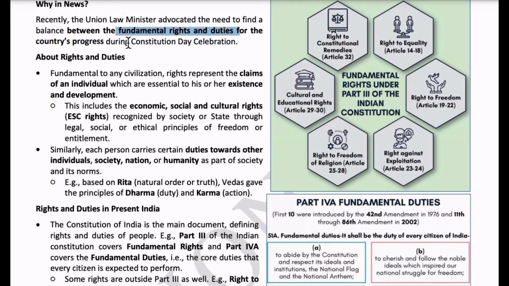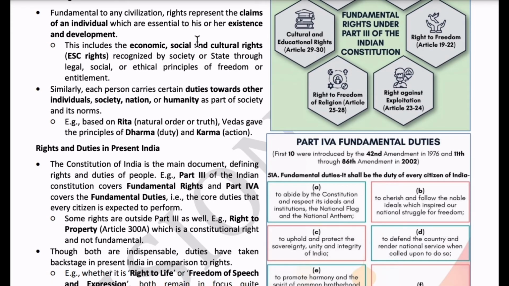Now coming to the fundamental duties. Originally, fundamental duties were not present in the Constitution, but as per the Swaran Singh Committee recommendations, the officials also found the need for these fundamental duties and introduced them under the 42nd Constitutional Amendment Act, including Part 4A. Part 4A in the Constitution has the article 51A.